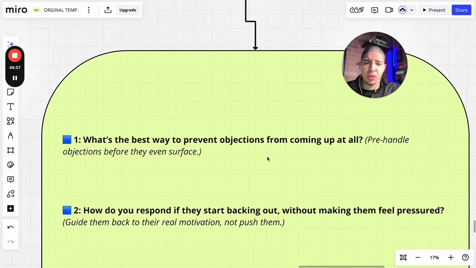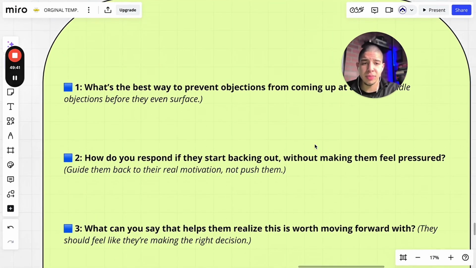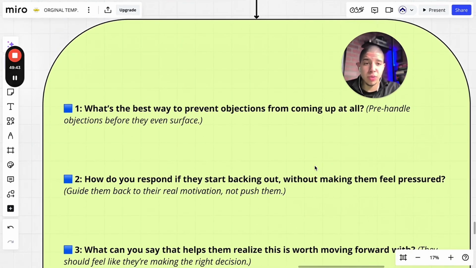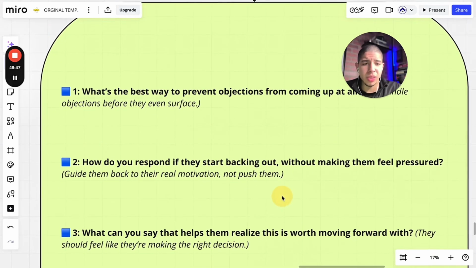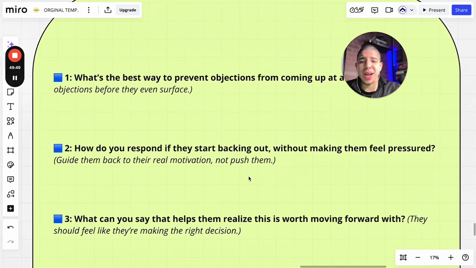What's the best way to prevent objections from coming up at all? We pre-handle objections before they even surface. That's the best way to overcome an objection, is to not even have one, right? How do you respond if they start backing out without making them feel pressured? Guide them back into their real motivation, right? Offer solutions, offer perspectives. Hey, John, do you mind if I just offer you a perspective on that?